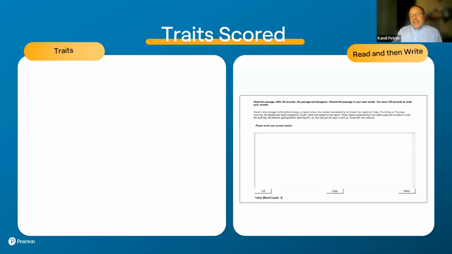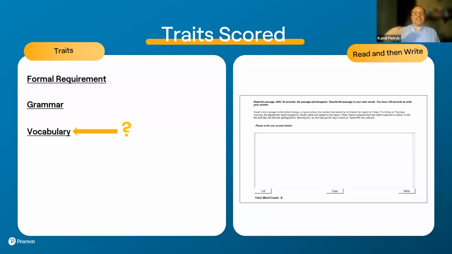And let's have a quick look at the traits that are scored in this task. That's the formal requirement, whether this is a summary of the text or not. Grammar, the range and accuracy. Vocabulary, the same, the range and accuracy, but also what is important for vocabulary in this specific task, that's a question from me. What do you think? What would be the focus here when it comes to vocabulary as a trait that is scored? What will be the focus for this specific task? I'm waiting for some remarks. Parts of speech from Yasir, thank you very much.